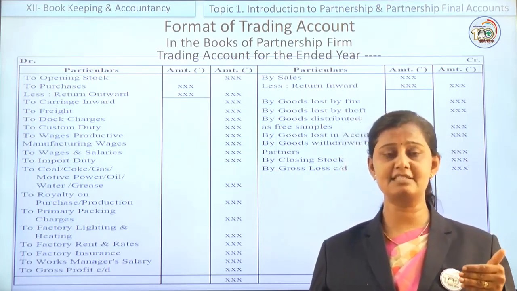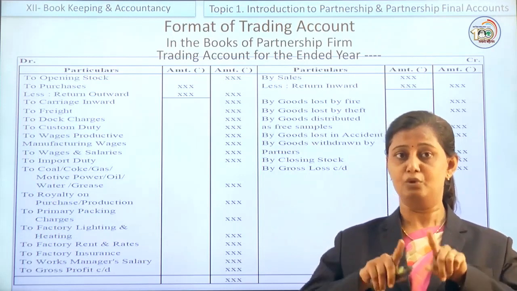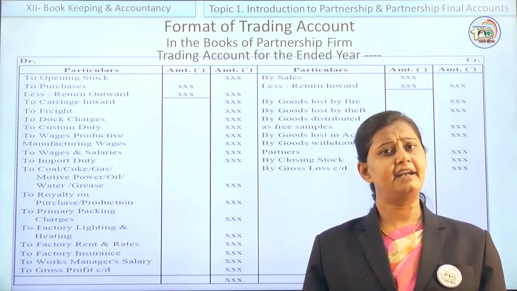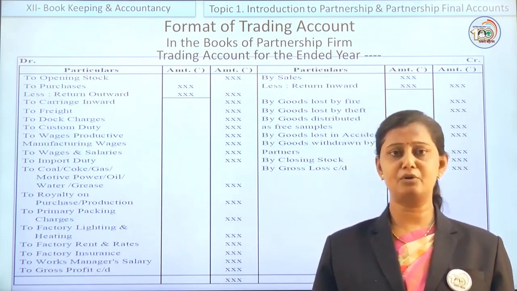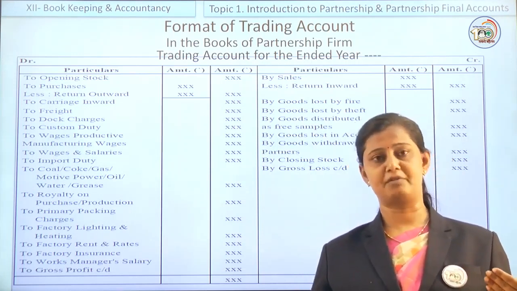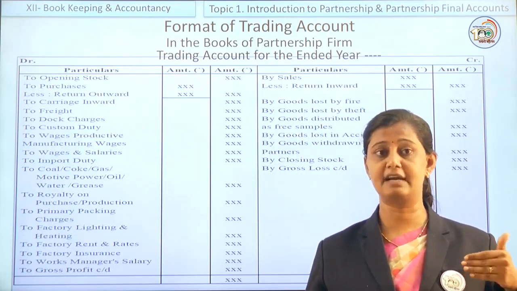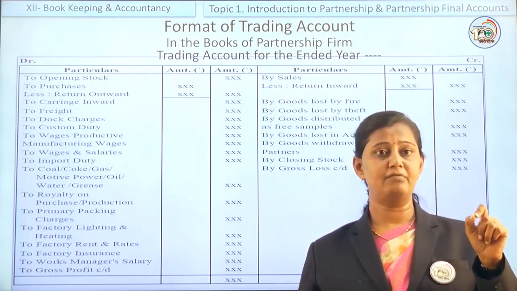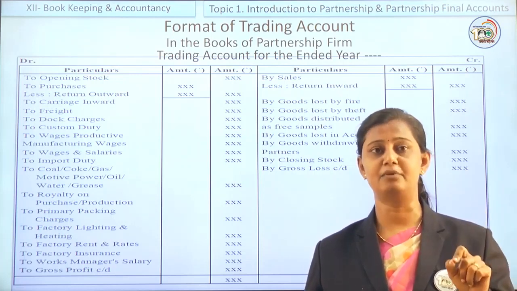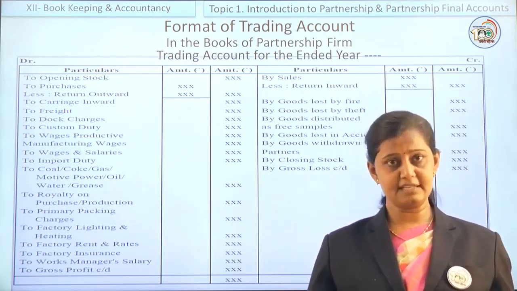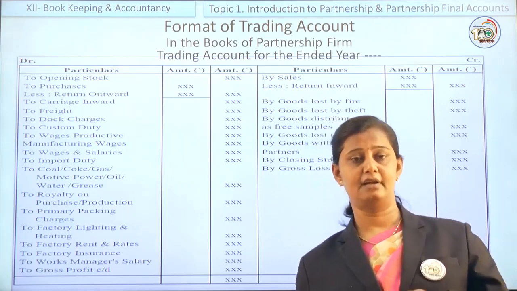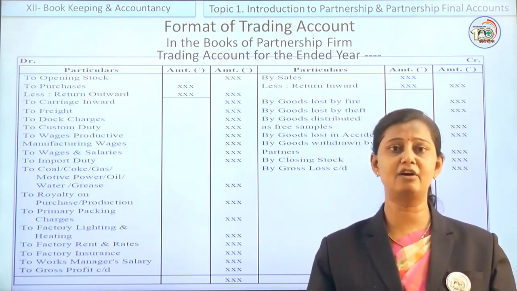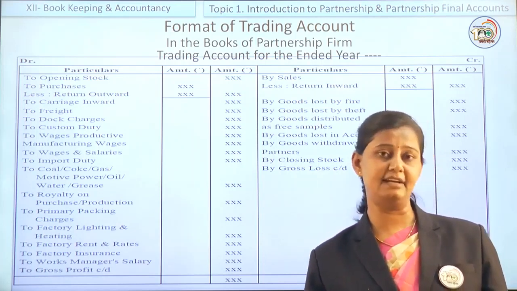ज्या साईडची टोटल जास्त आहे त्या साईडची टोटल दोन्ही बाजूला अगोदर आपल्याला काय करावं लागेल? रेकॉर्ड करावं लागेल. If the credit side total is higher than debit side total, that indicates gross profit. Gross profit is written on the trading account debit side under the heading to gross profit, carried down. If debit side total is higher than credit side total, it is recorded on the trading account credit side under the heading by gross loss carried down.